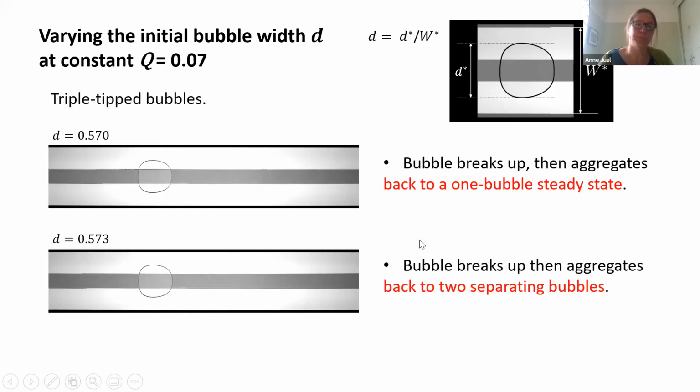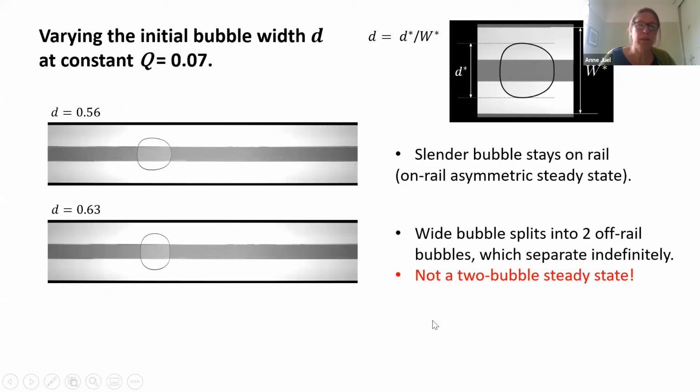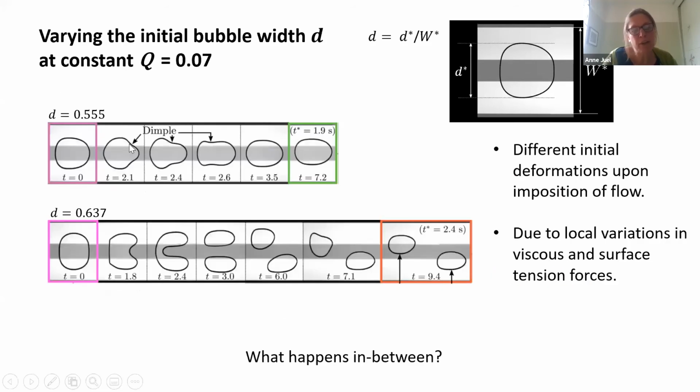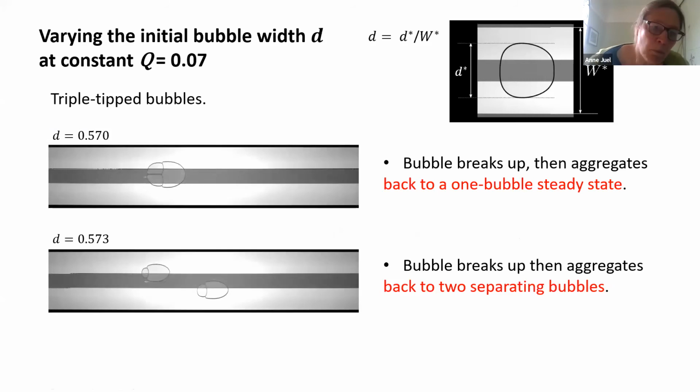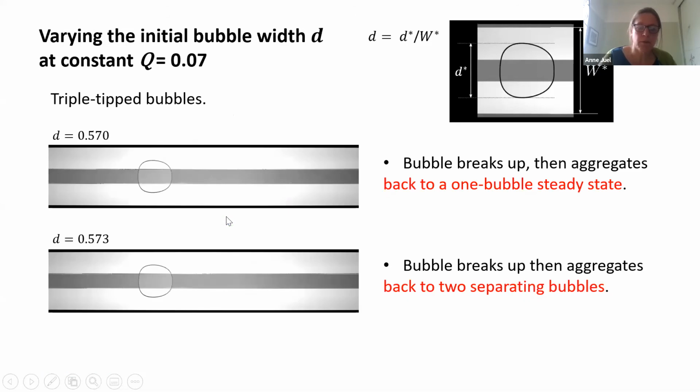So what happens in between? What happens in between is essentially a combination of getting this tip here forming over the rail and these tips forming on either side of the rail. So we're going to get triple tipped bubbles. And you can look at this for 2 intermediate bubble widths, and you can see that now both bubbles break in 2, but one of them recombines, where all the products aggregate back together, back to a 1-bubble steady state. Oops, it's jumping around a lot.